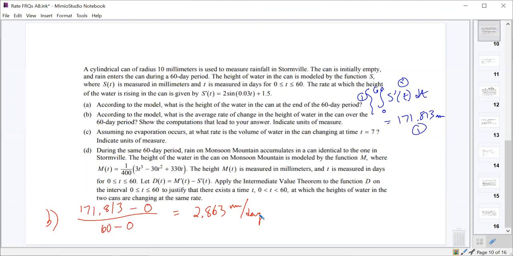I used the mean value theorem for integrals on this one, but I still get the point for that? I got the same answer. Yep, that's totally fine. I mean, this is effectively the mean value theorem using this function. Because this is S of 60, this is S of 0. 60 minus 0 is your 1 over B minus A. Same thing. But 1 point for part B.